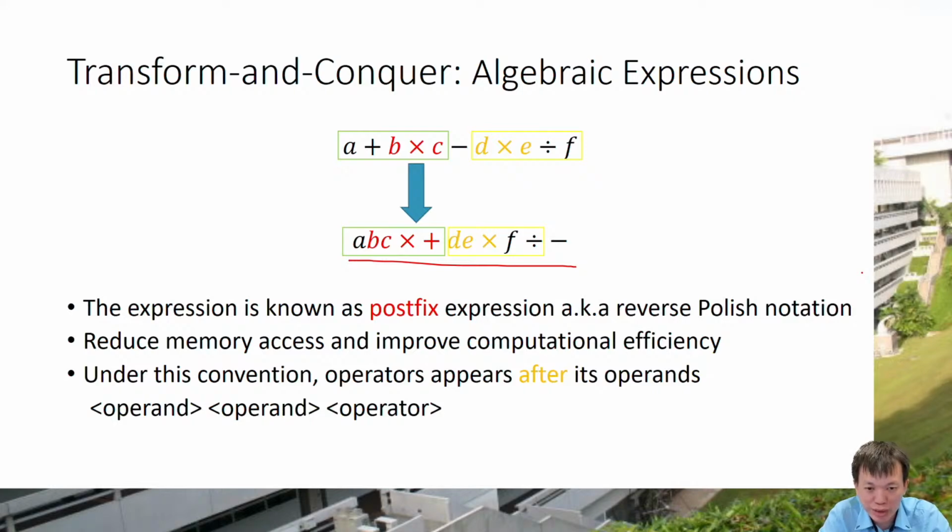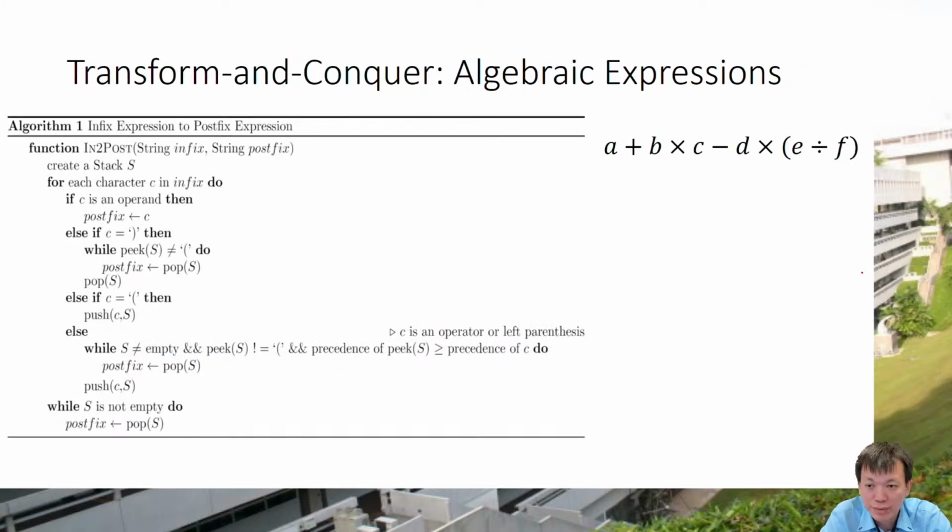But how can we systematically transform the infix expression to a postfix expression? Just now, this step used some intuition. You know that you need to do B times C, you know that you need to do D times E, so you do those first. The thing is how to do this transformation systematically. So this is the algorithm, how it actually works.